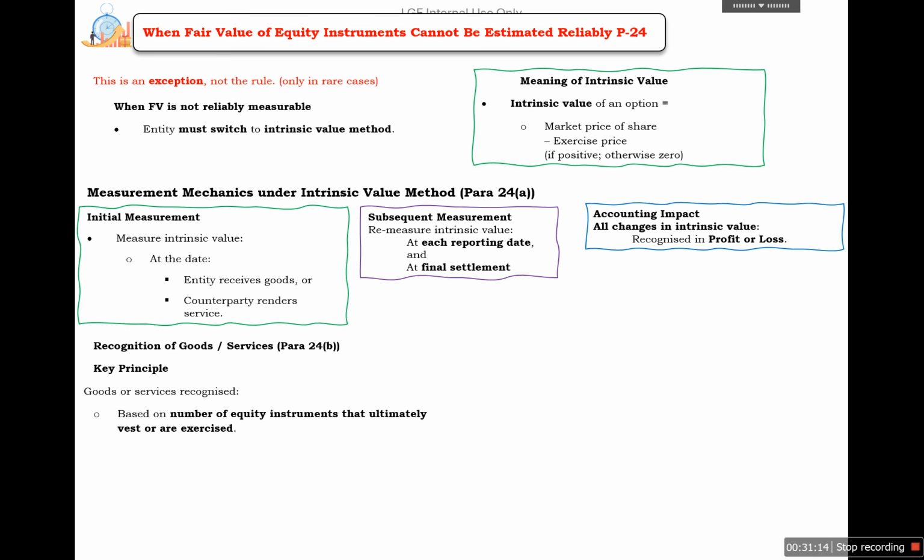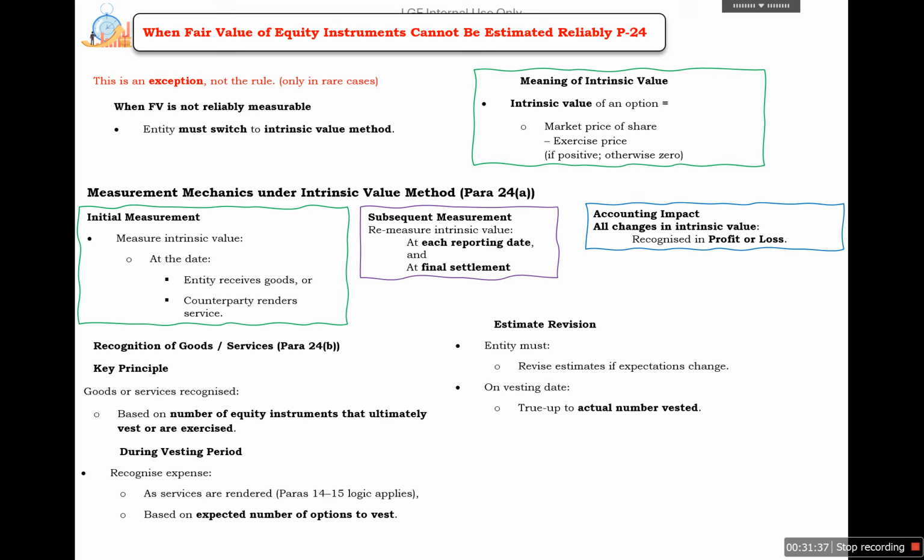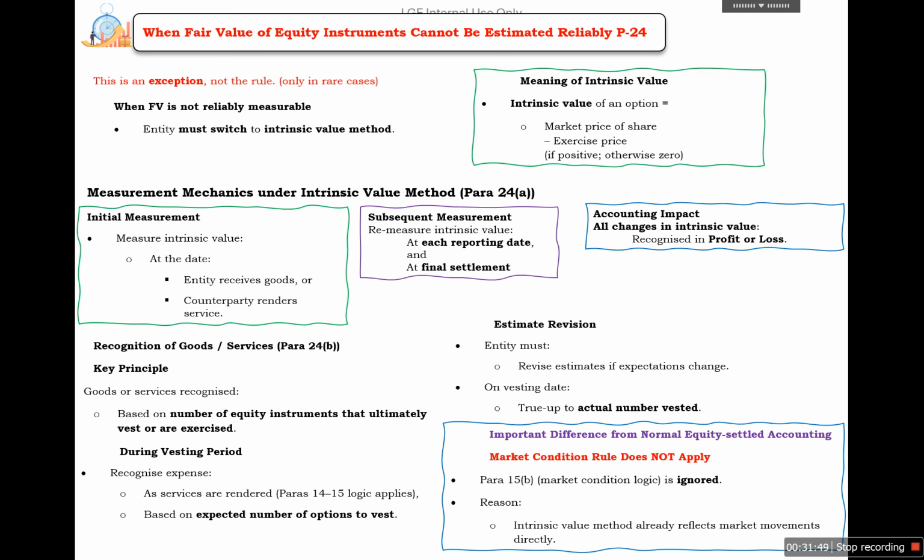For the recognition of goods and services, the key principle is that goods and services are recognized based on the number of equity instruments that ultimately vest or are exercised. We need to recognize the expense as the services are rendered and based on the expected number of options to be vested. So here we need to estimate the revision. The entity must revise the estimate if expectations change before the vesting date, or true up to the actual number vested. So there is a difference from normal equity-settled accounting. Here, the market conditions rule does not apply.